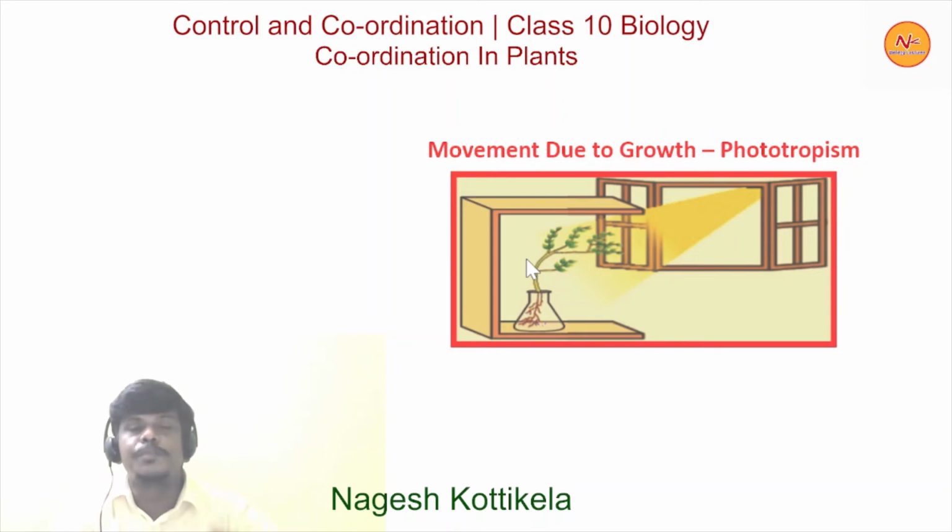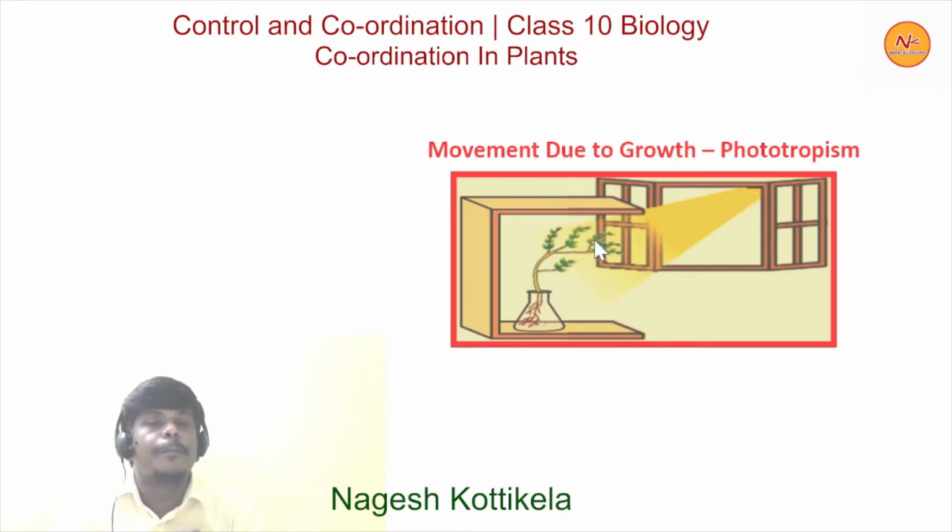This is because of the difference in concentration of plant growth hormones like auxins. Higher concentration on one side and lower concentration on the other side causes unilateral growth in plants, and hence the plant bends towards light. Here the shoot bends towards light. This is a bending movement because of unilateral growth, and this is positive phototropism.